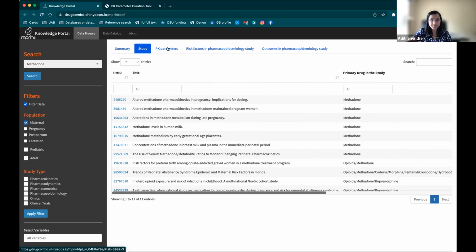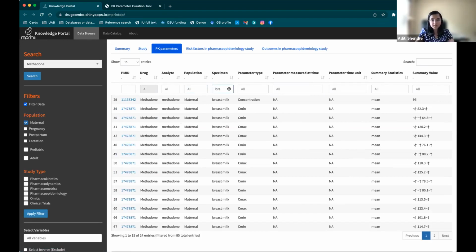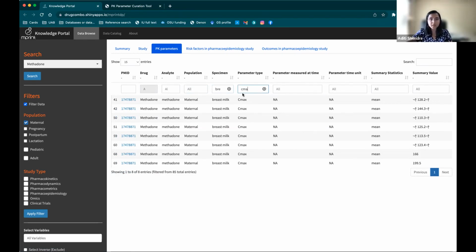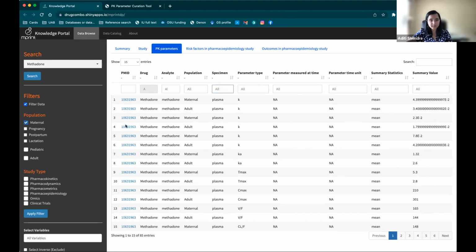When it comes to the PK parameters, for now, based on the tool that we saw, we have the portal structured similarly. But of course, it's up for discussion how we want to see it. For each of them, we have an option to search for something specific. If I want a specific population, I can search for that. If I want just the breast milk, I can search for it and get breast milk here. And if I just wanted Cmax, I can search for it and then get the Cmax values. So if there's specific interest, folks can just search for those and get that information.